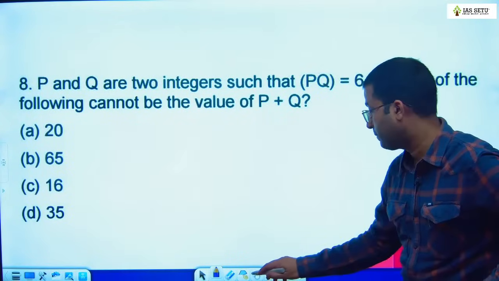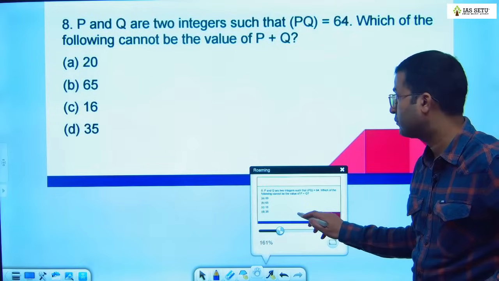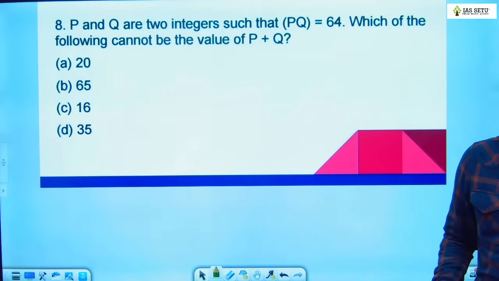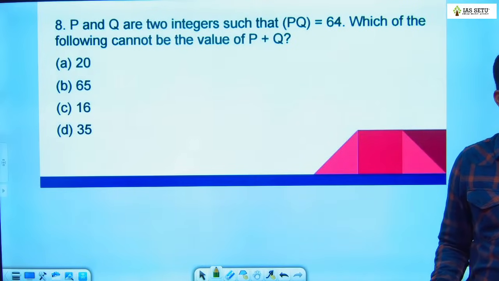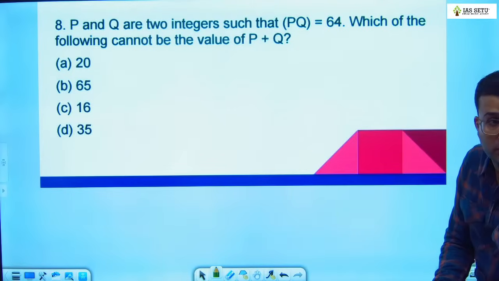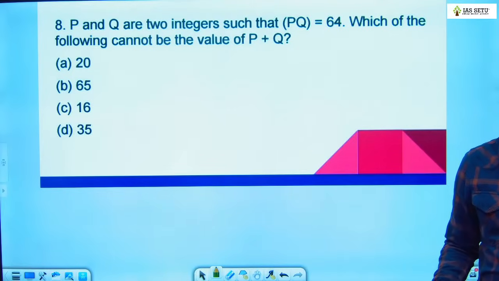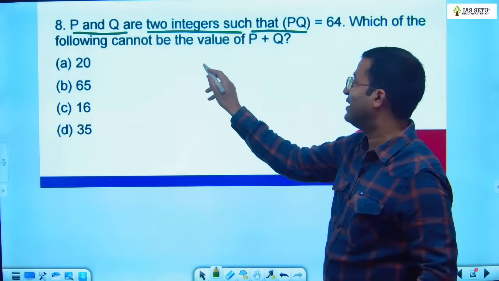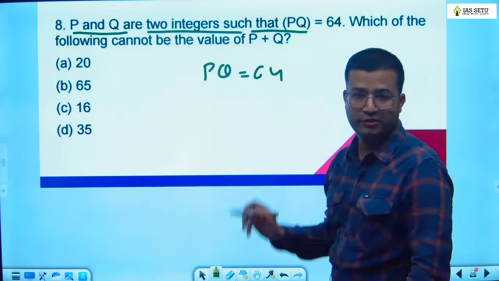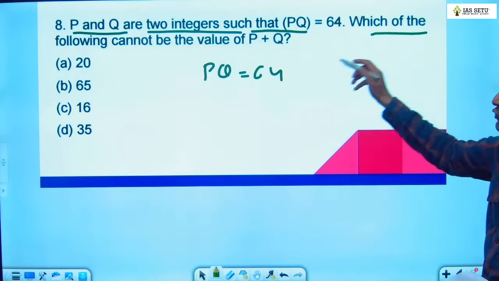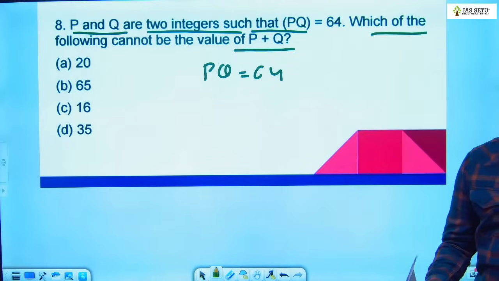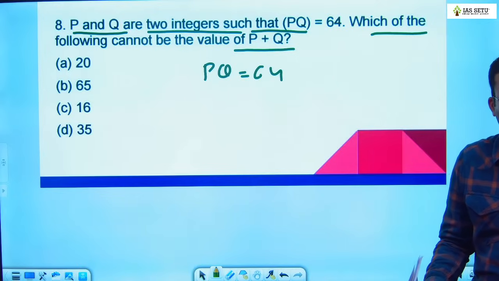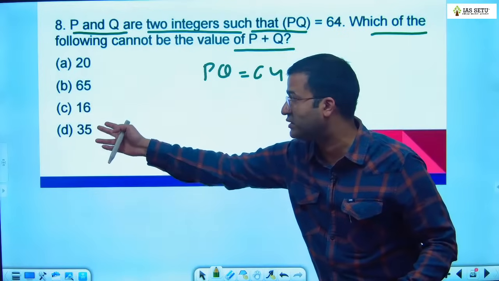Now next is, this is really a good question. How many of you still not got the handout? मिल गया सबको handout? P and Q are two integers such that P into Q is equal to 64. ठीक है? Which of the following cannot be the value of P plus Q? अच्छा क्वेश्चन है ना, मैंने नहीं बनाया, कैट का क्वेश्चन है. Try this. Answer options given 20, 65, 16, 35.